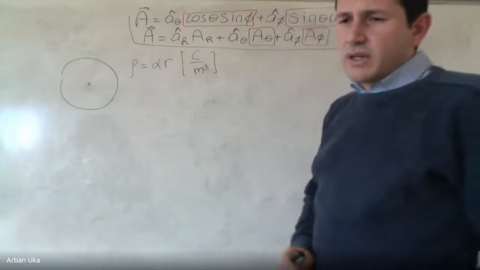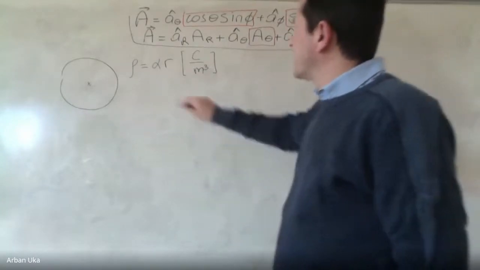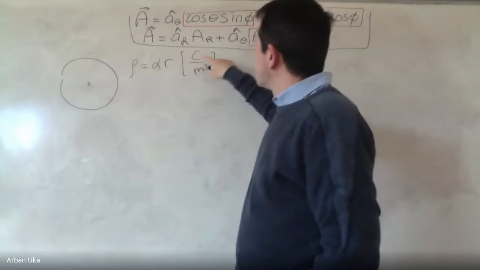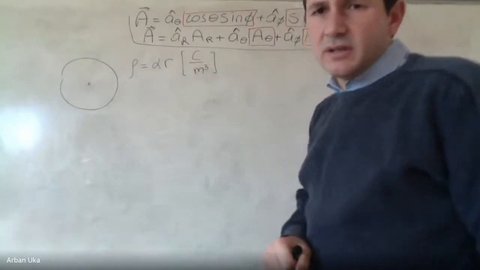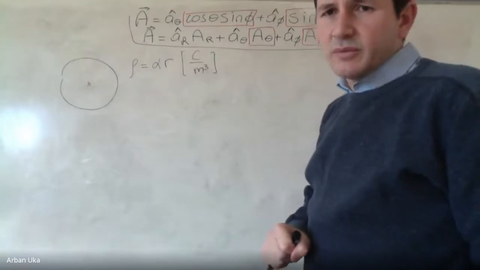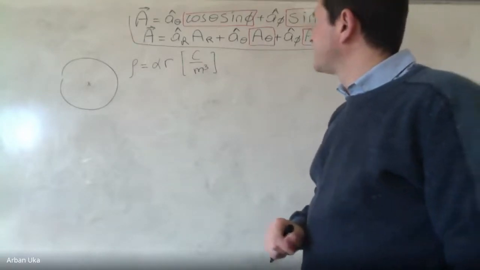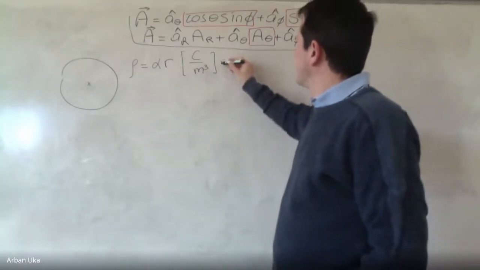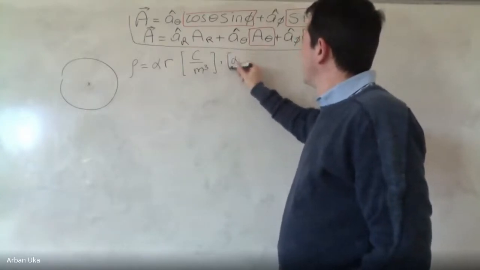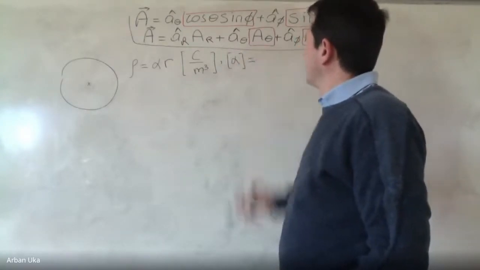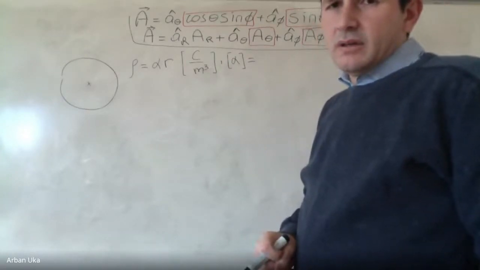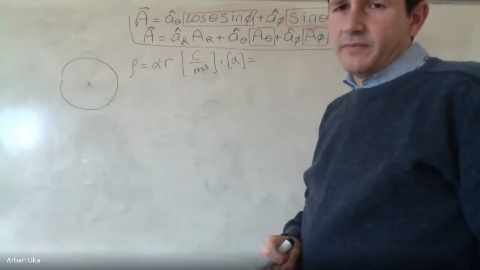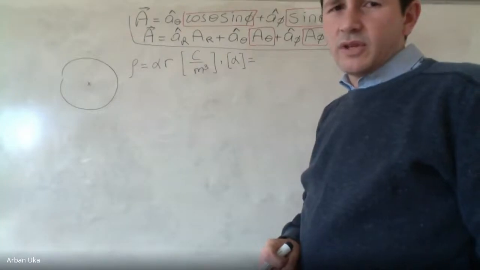So I want to get an answer from you. What is the unit of alpha then? If rho is Coulomb per meter cube, what is the unit of alpha? Using your microphones, can you tell me what the unit of alpha is? Okay, Sergio, I call you to take on your duty.